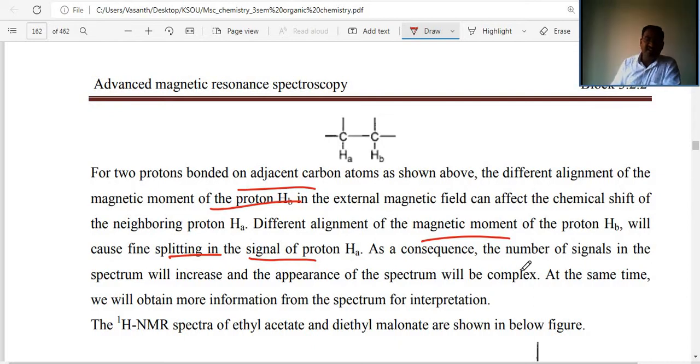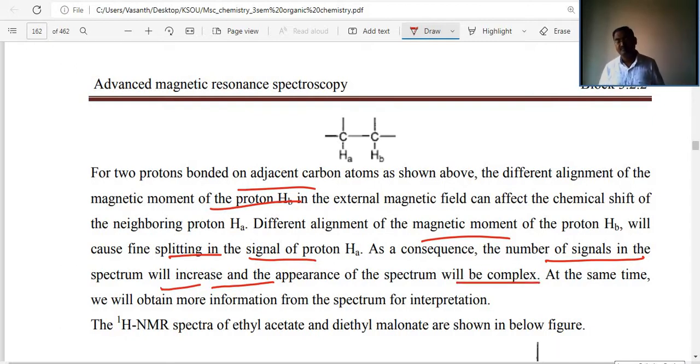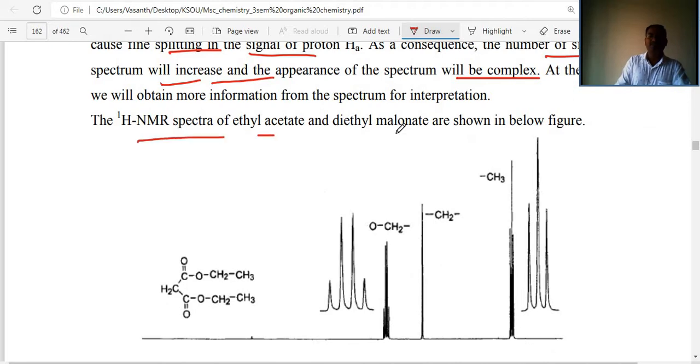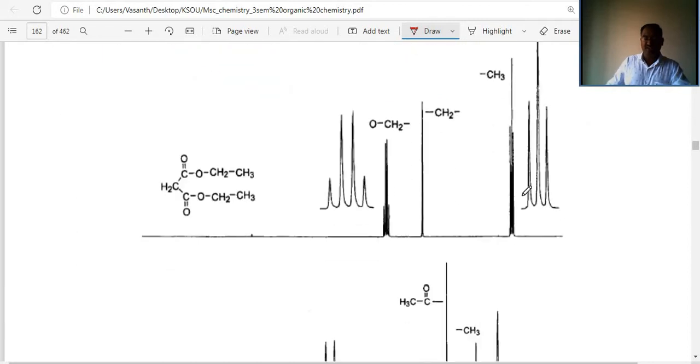As a consequence, the number of signals in the spectrum will increase and the appearance of the spectrum will be complex. At the same time, we will obtain more information from the spectrum for interpretation. Just to see here, the proton NMR spectra of ethyl acetate and diethyl malonate are shown in the figure here.